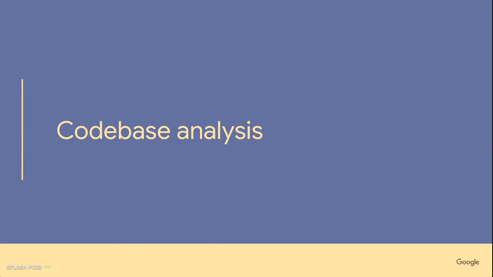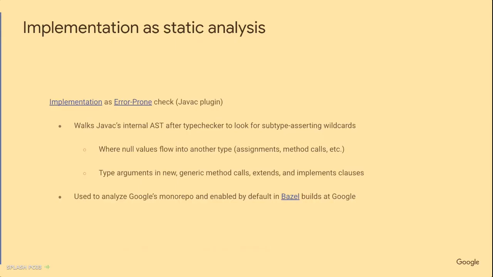I certainly was curious. So we implemented this as a static analysis in Error Prone, which is a javac plugin. It lets us look at javac's internal AST after the type checker is done and just scan it. We just walk it. And we look for subtype asserting wildcards where nulls are being assigned, and also in these other places that I mentioned. This is open source, and it is also part of Google's build system Bazel. And as such, we were able to just roll this out across all Java builds at Google.